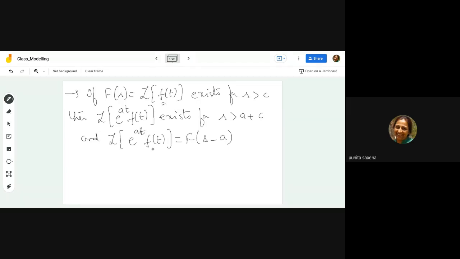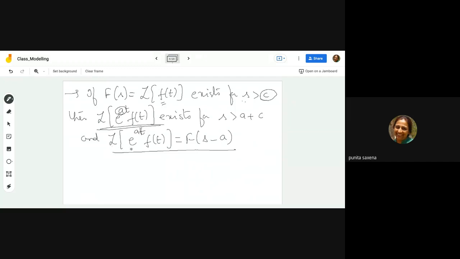Okay. Now, the moment you have this result, that means we have some c such that for s more than c, the Laplace transform exists. The c can be 0 also. So for every s more than 0, the Laplace transform is going to exist. But then it says that we can always find some a here. This a exists such that this Laplace transform also exists.